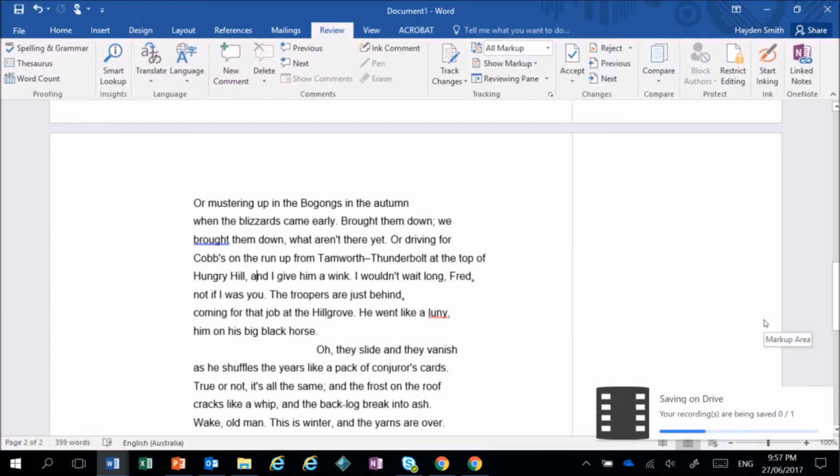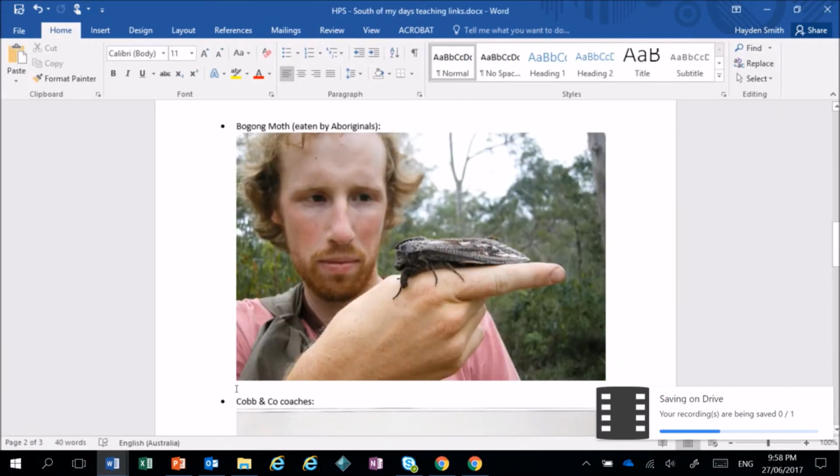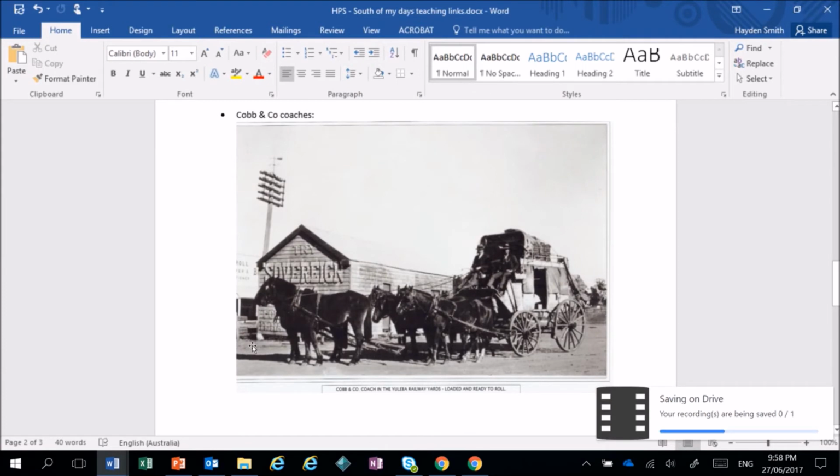So we continue with Old Dan's storytelling, and I think this part is quite interesting because we get a few different symbols. We've got the bogongs. If you're unfamiliar, the bogongs obviously are the moths that used to be eaten by Indigenous Australians, as well as the Cobb and Co coaches. So you've got those really idiosyncratic images, those symbols of Australia's outback identity.